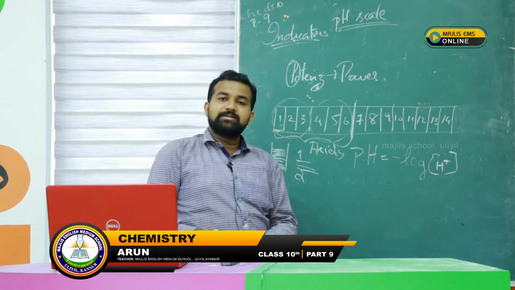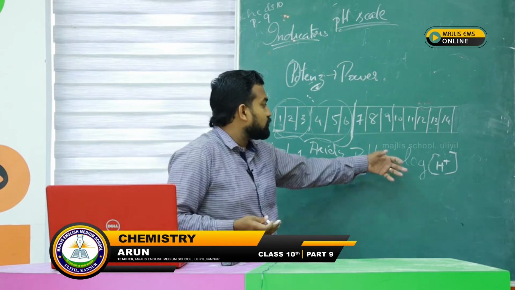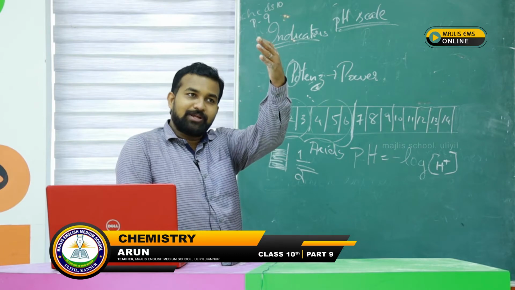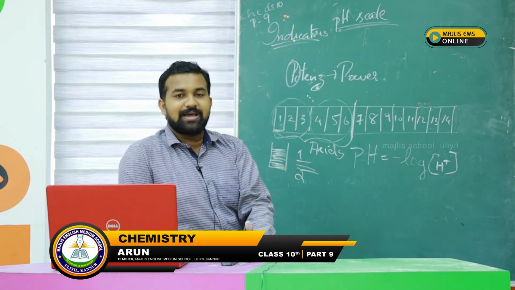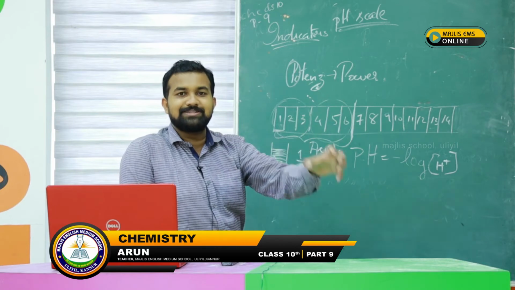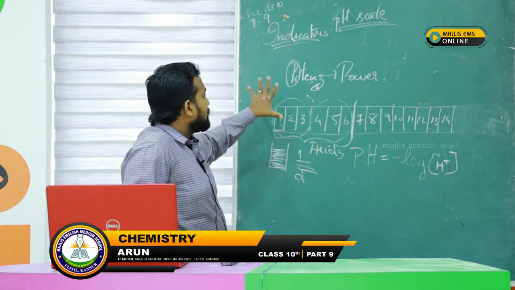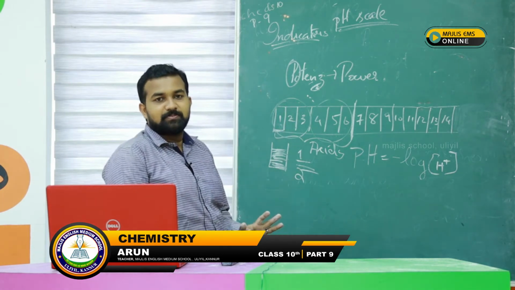So the scientists have done all the experiments using this equation. They have formulated this equation, then they have calculated all the pH values of each and every substance, then they have arranged that this is strong base, this is strong acid, this is weak acid, etc. So using this equation, we can find out the pH value of each and every substance.